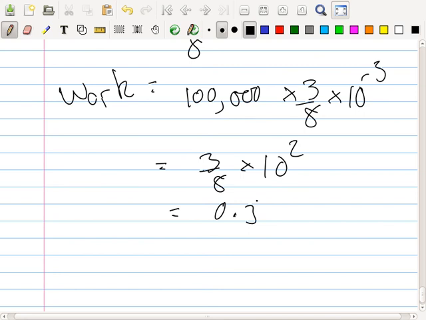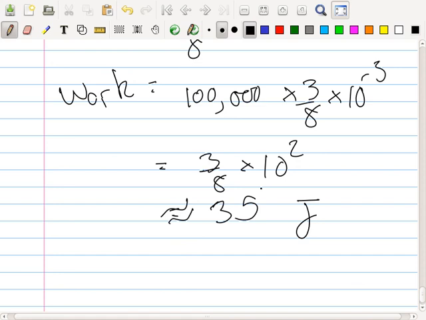What will this be? About 3/8 of 100. 75 over 2. Okay, so about 35 joules. No, 37.5 joules. It's only approximate anyway.